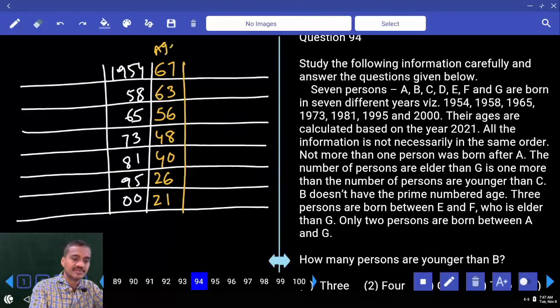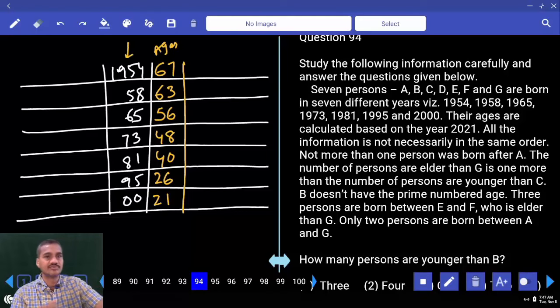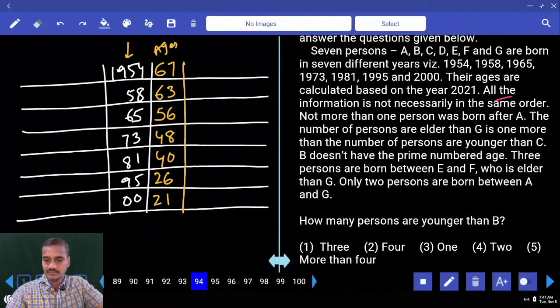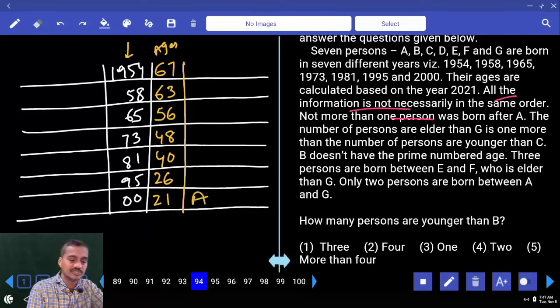Hence if you have written the years in ascending order, then it would be very easy for you to write down the ages. There is no need to find out the age for each and every person. Then not more than 1 person was born after A. Not more than 1 means maybe there is no one or there is 1 person. Take the 2 possibilities, 0 or 1.